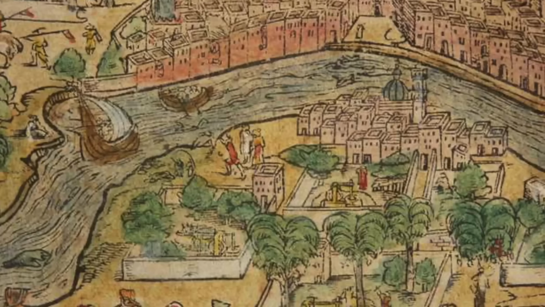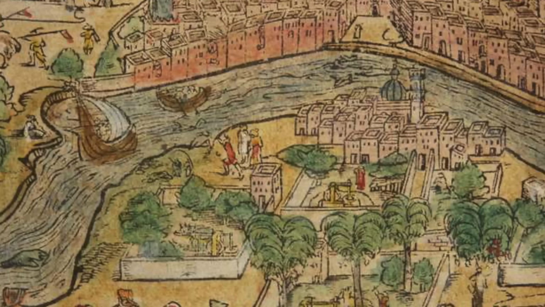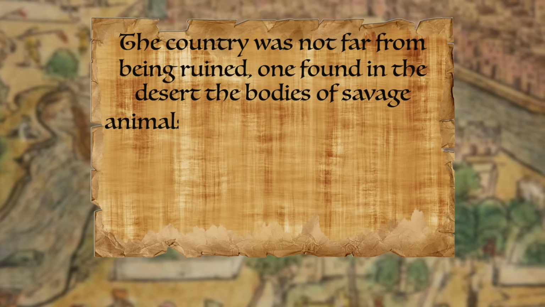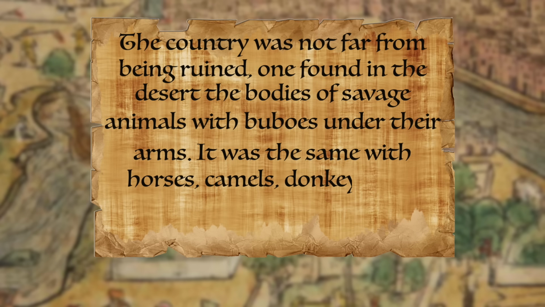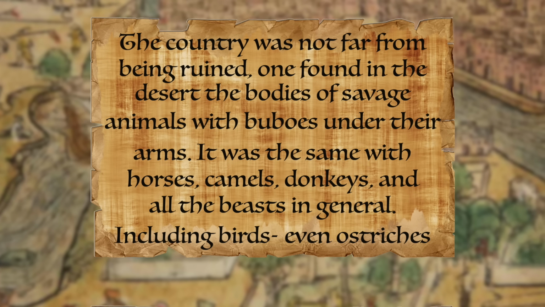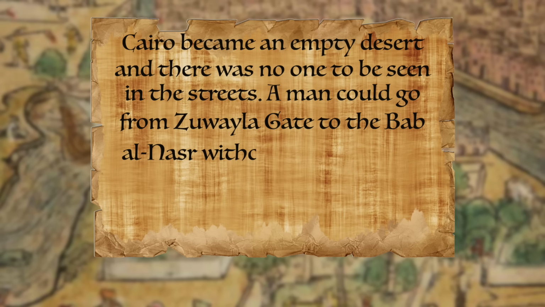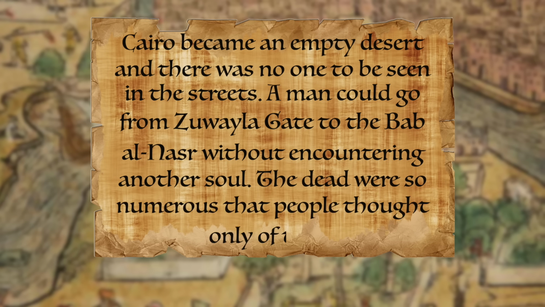The exact number of people Egypt lost is hard to know for certain, but if we're to trust Al-Makrizi, it was a lot. Quote, "The country was not far from being ruined. One found in the desert the bodies of savage animals with buboes under their arms. It was the same with horses, camels, donkeys, and all the beasts in general, including birds, even ostriches. Cairo became an empty desert, and there was no one to be seen in the streets. A man could go from Zuwaylah Gate to the Bab al-Nasser without encountering another soul. The dead were so numerous that people thought only of them."